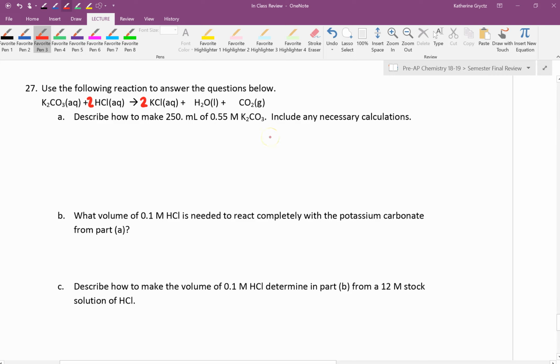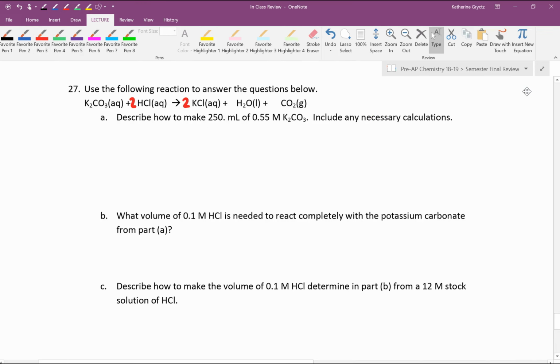So first up, it says describe how to make 250 milliliters of a 0.55 molar K2CO3 solution and include any necessary calculations. Okay, so what we have to do is, if you're going to make a solution, you have to have something that you can physically measure. So when you're looking at what you're given, a volume and a molarity. If you're going to make a solution, you can't measure a molarity and you can't measure moles.